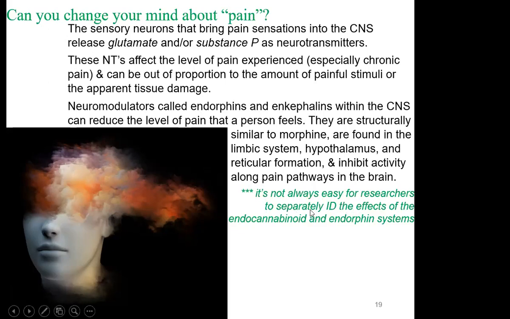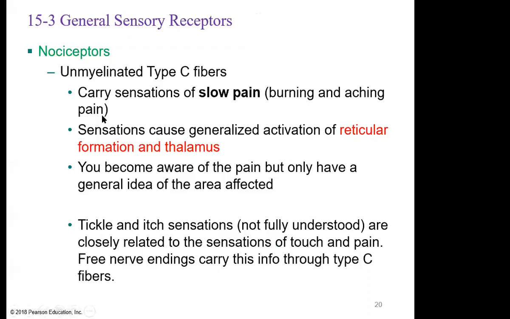Sometimes you can't always separately identify the effects of these two systems, and they do very much intermingle with one another. So why some people are not able to release that pain level to what we would consider appropriate level is still unknown. So there are many people who walk around in pain every single day, although there is no reason, according to MRIs, labs, et cetera, for them to be in that level of pain. Very interesting.